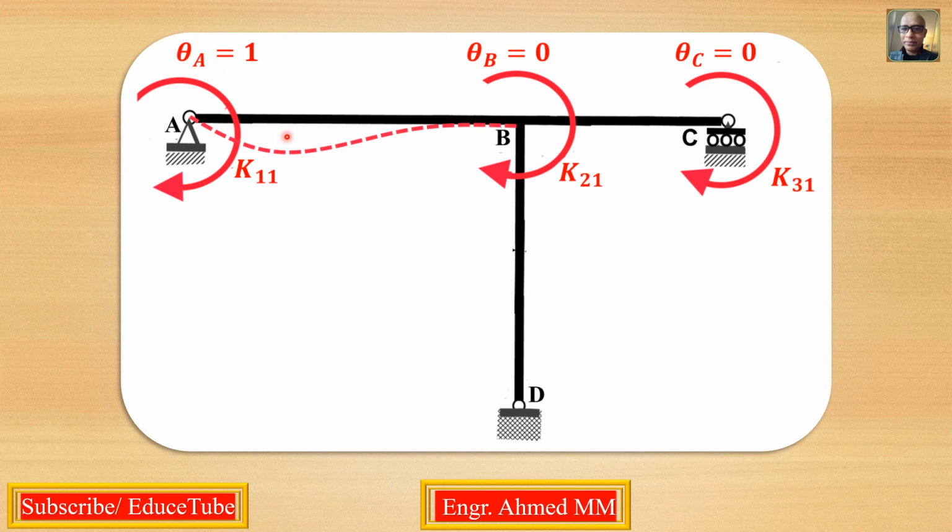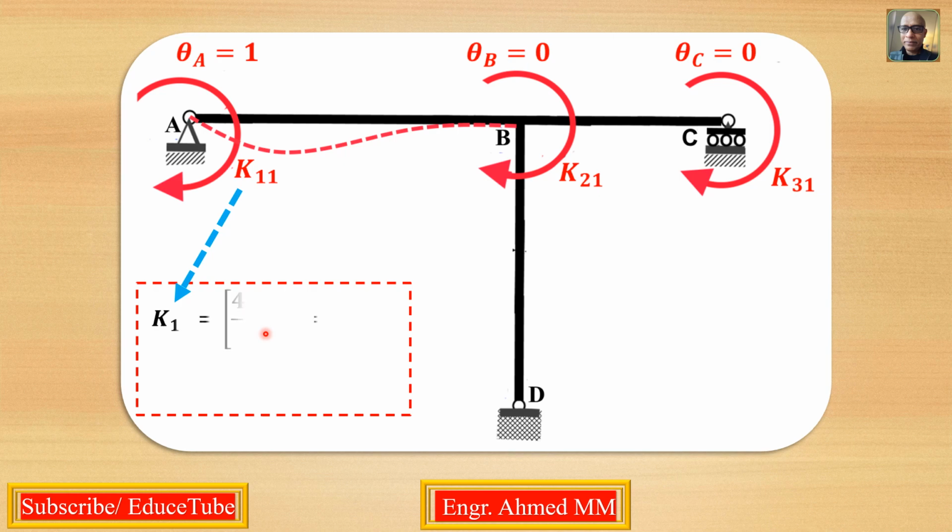See, if we look at this, for K11, I mentioned here, it is 4EI over L, so the value is 0.67 EI. Now the question is, how do we get this?